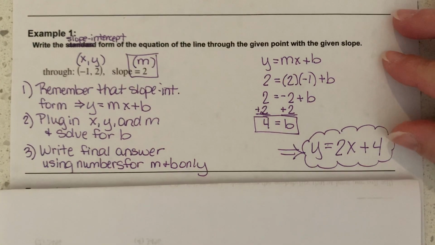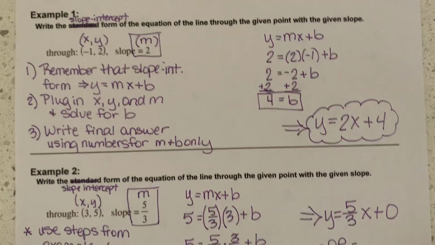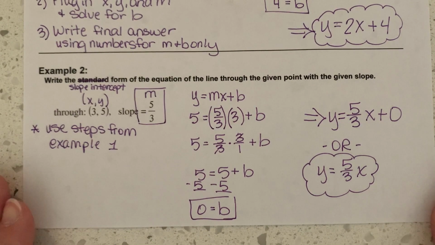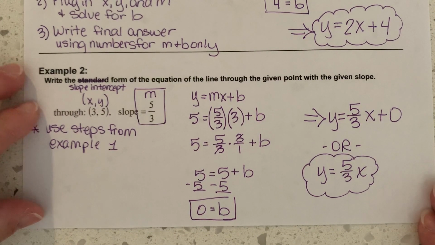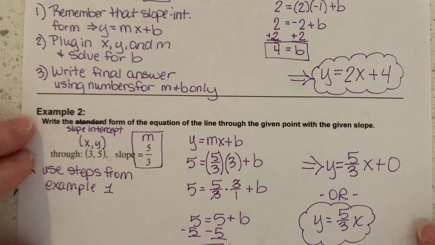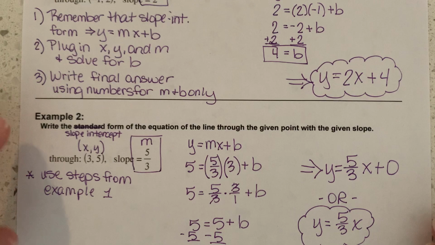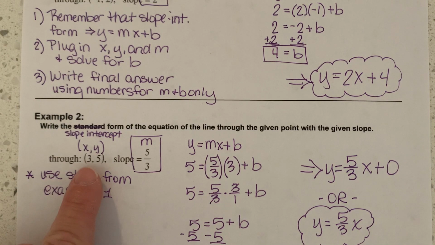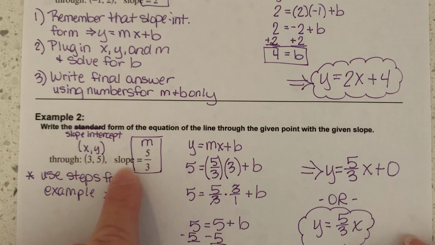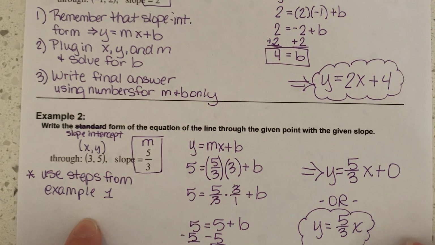All right, one more example, just to make sure that you've got this. Hopefully you have paused it and you wrote down all those steps. I might lower this just a little bit so we can see them at first, and then I'll scooch it up. First of all, we have this point, 3, 5, that's my x and my y. And we have a slope, that's my m of 5/3. So we're going to use those steps from example 1.